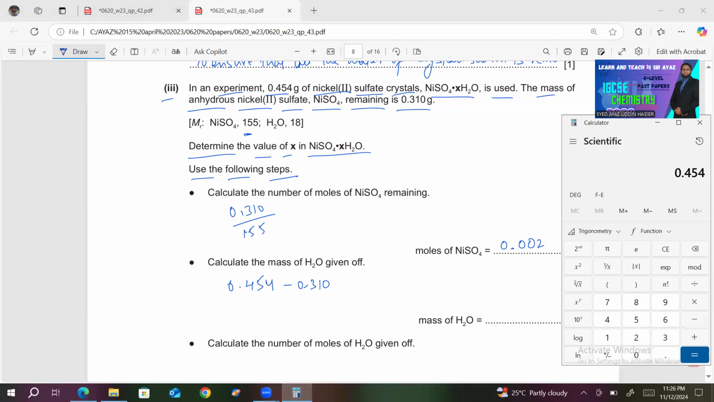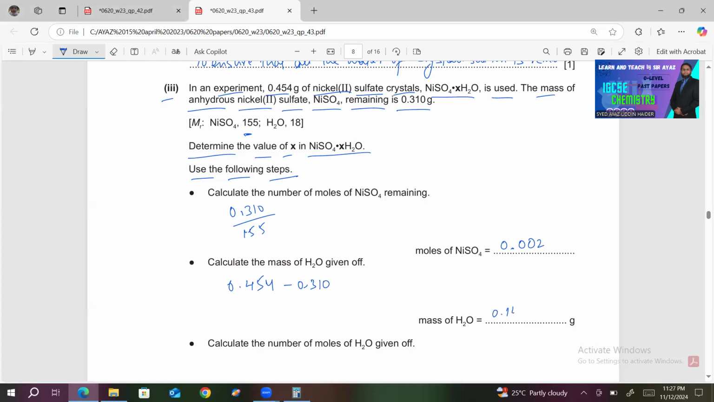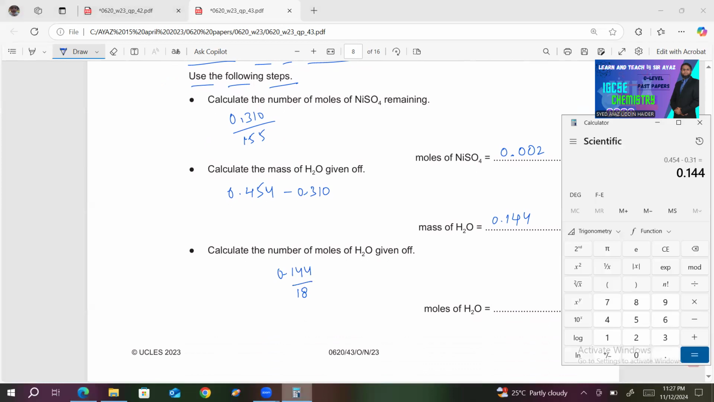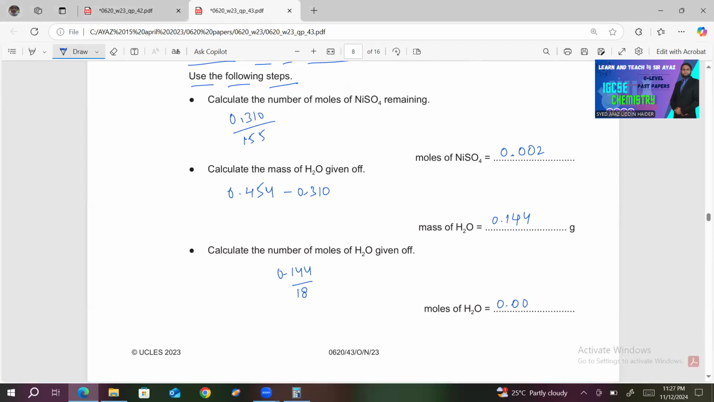0.454 minus 0.310 is 0.144. This will be the mass of H2O. Calculate the number of moles of H2O given off. MR of H2O is also given, so you'll divide the mass by MR. 0.144 divided by 18 is 0.008. These are the moles of H2O.